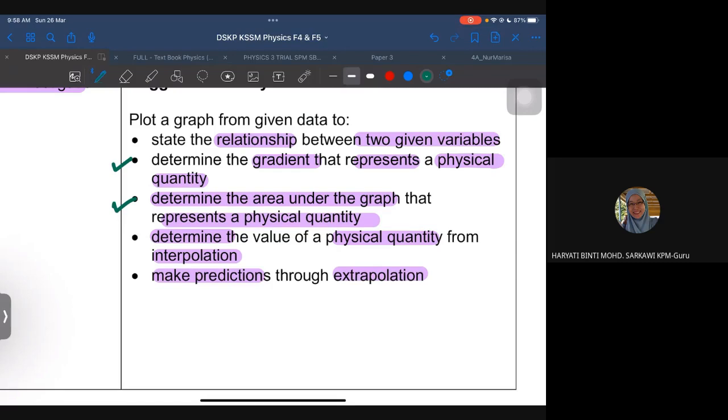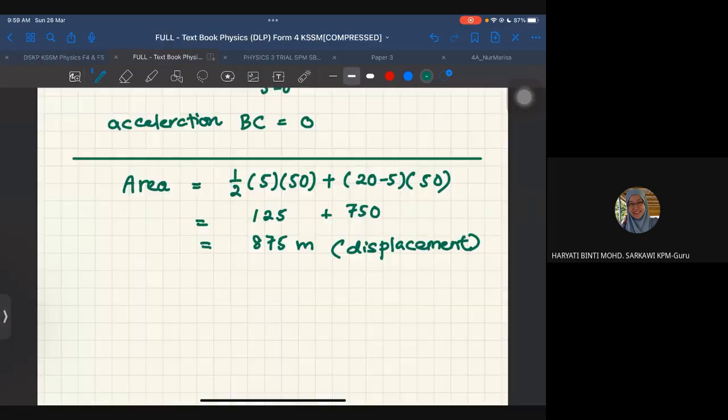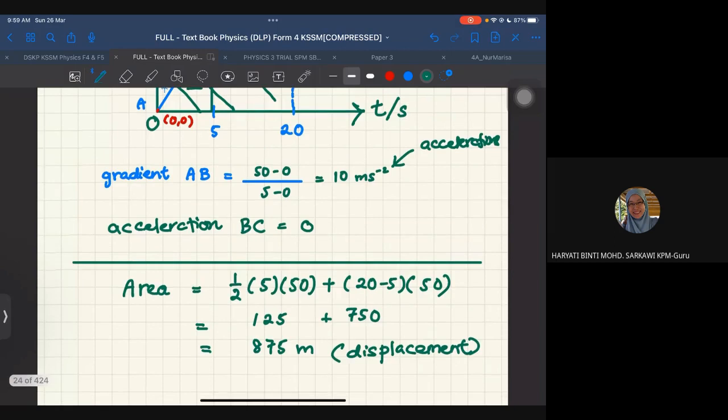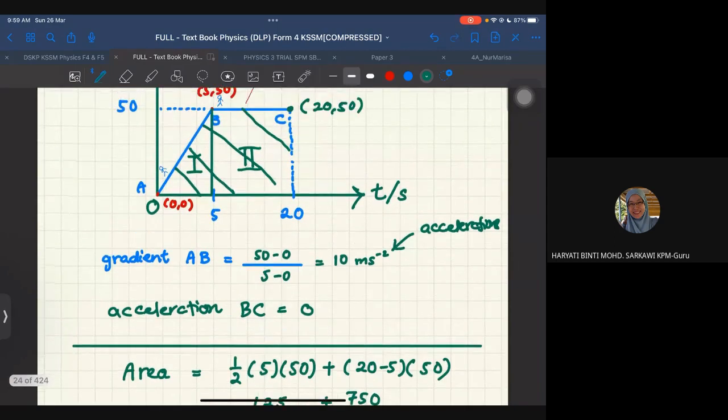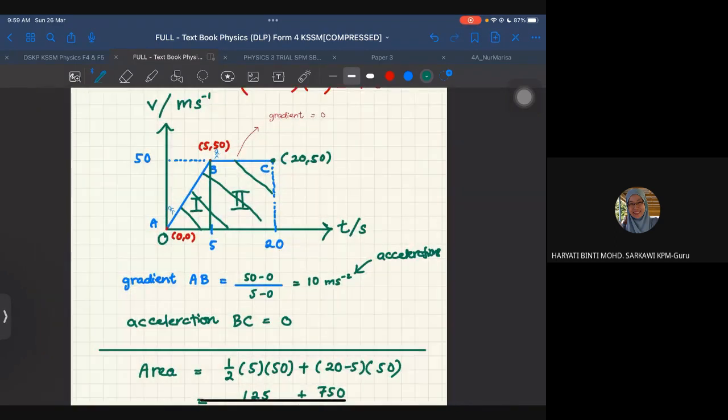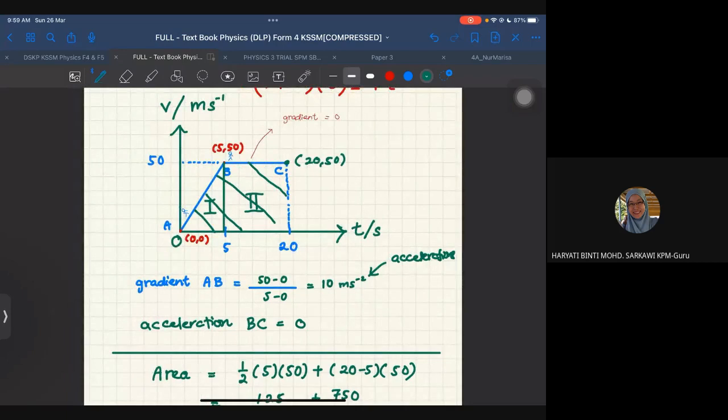Okay, and then the unit. Students sometimes get confused on how to determine the unit of the gradient. So be clear about this. This is not hard, not that difficult if you really understand. Okay, so to learn physics, number one, you must understand. After you understand, you memorize. You cannot just simply memorize without understanding. You must understand, then it is easy to memorize.